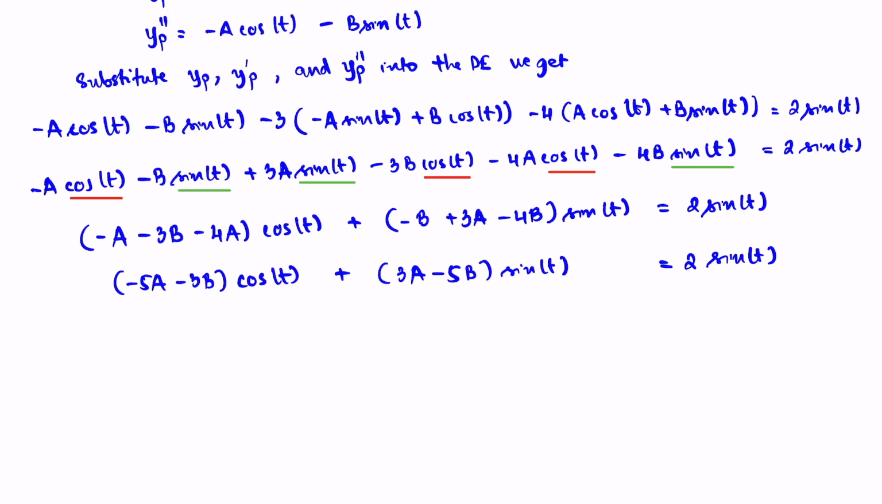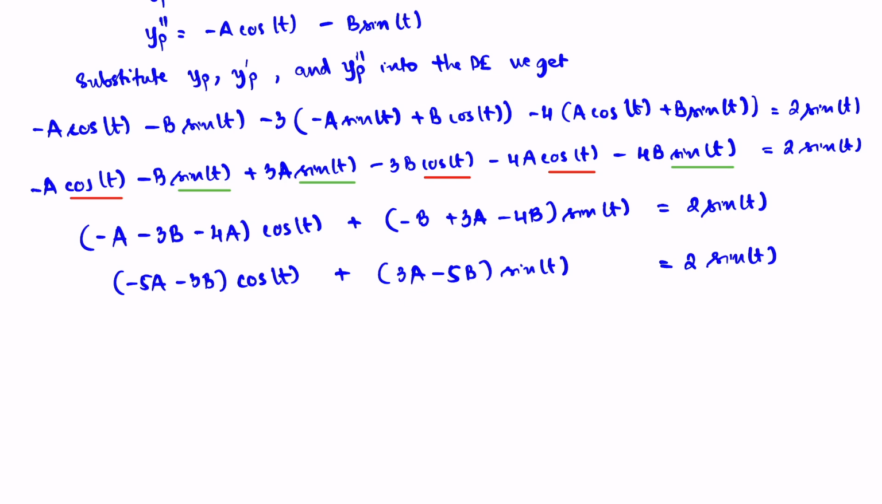Now, the next step is to match the coefficients on both sides of the equations. Take a look at sine of t. On the left-hand side, the coefficient of sine of t is 3a minus 5b. And on the right-hand side, where you have the sine of t term, the coefficient is 2. So that's how you match the coefficients on both sides of the equations.